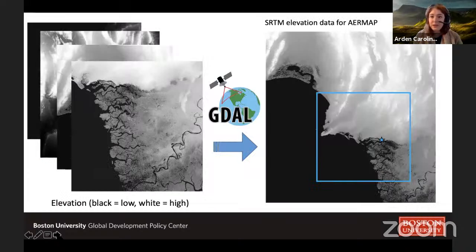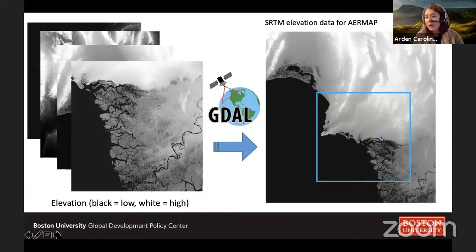Next slide. So what does this data exactly look like? On the left-hand side here, we see these smaller four images. Black means a low elevation, white means high. In this case, the first image up front is basically looking at some estuaries and rivers, as well as some hills and mountains. So what I did was I downloaded all of this data, merged it together using a data library called GDAL, which is just a free geospatial data analysis library, to create one nice big mosaic image to feed into AERMAP, which we see on the right.